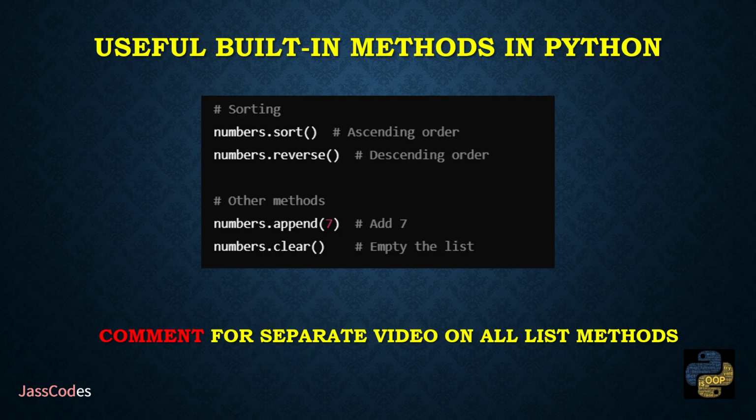Here are some other built-in methods for lists. The method, sort, is used to arrange the list items in ascending order. Whereas, reverse, is used to arrange in descending order. The method, clear, is used to make the list empty. There are many other useful built-in methods.